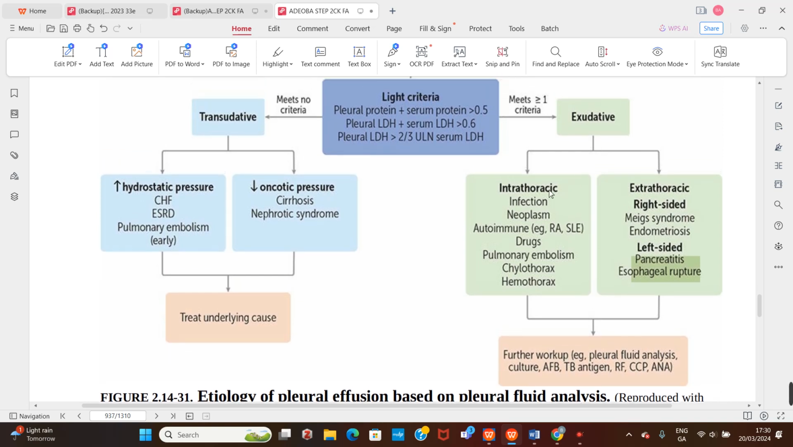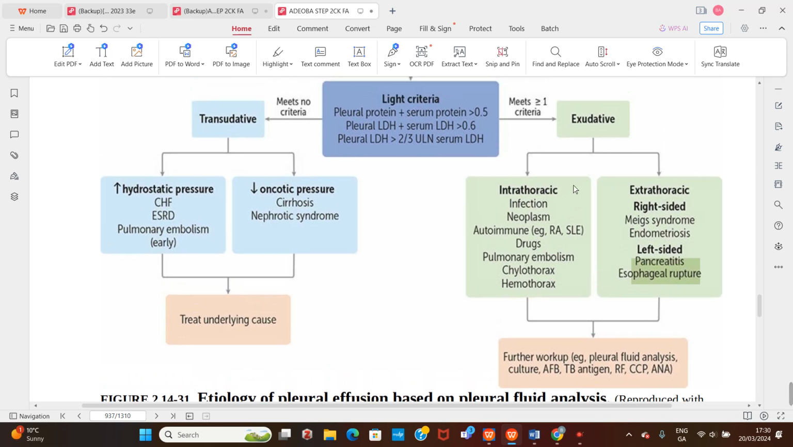So I don't really know the reason why we are categorizing between thoracic or extra. I feel it is not necessary. Yeah, that's not necessary to me. But we should just think about inflammation for exudative. Inflammation or trauma. So anybody that has trauma would fall under the exudative category.